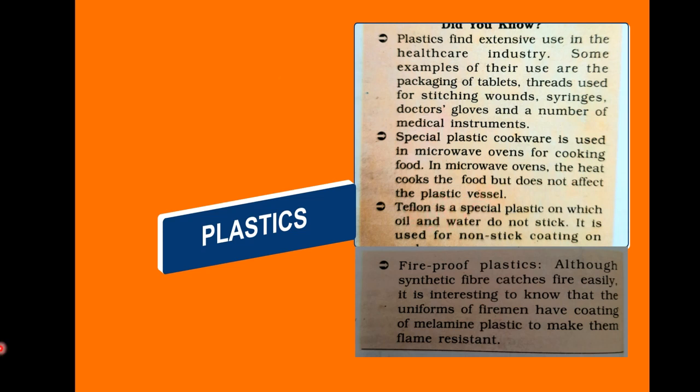Teflon is another special type of plastic, used mainly in non-stick coating on kitchen utensils. Oil and water do not stick on Teflon. The next one is fireproof plastic. Although synthetic fibers catch fire easily, the uniforms of firemen have a coating of melamine plastic to make them flame resistant.